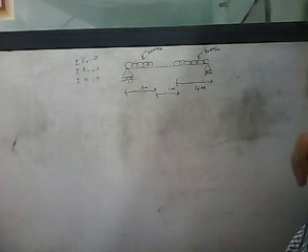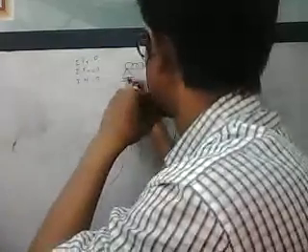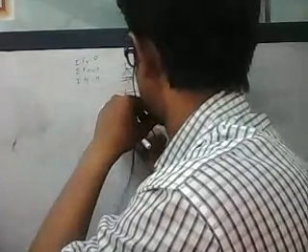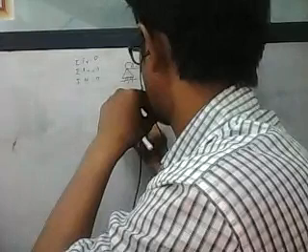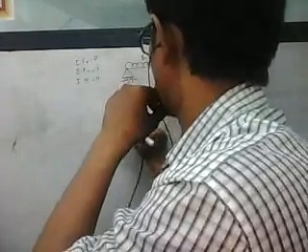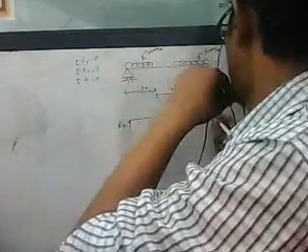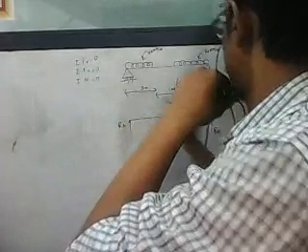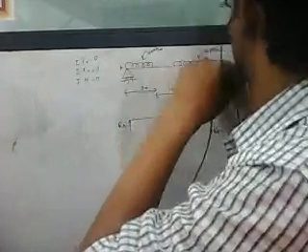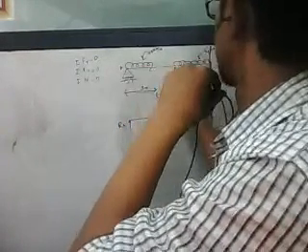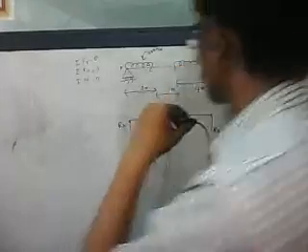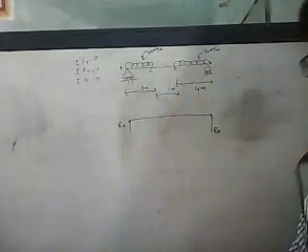First of all, we have to solve for the reactions. This one is roller, this one is roller. So we will apply the simple vertical forces Ra and Rb. This point is A, this point is B, C, D. Okay, clear?